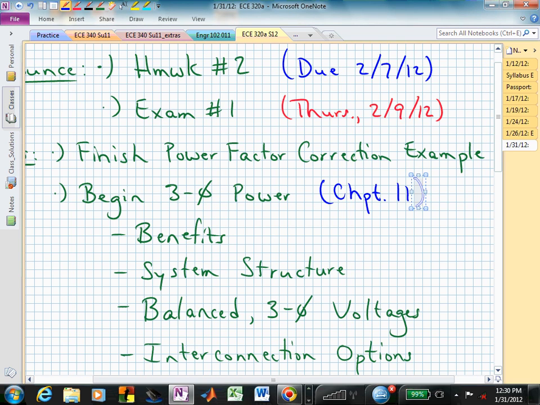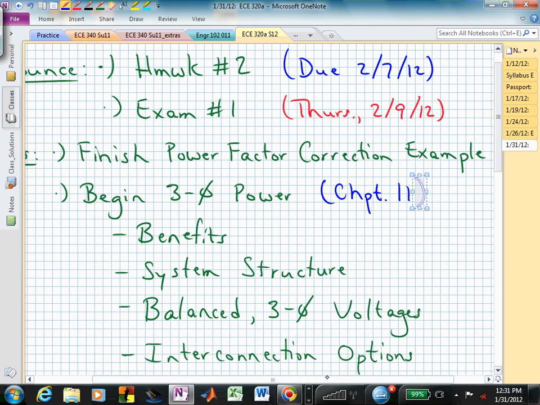Homework 2 is due in a week. I believe that's correct. It should be due on Tuesday of next week. And exam number 1 will occur next Thursday, on the 9th of February. That will cover material in chapters 10 and 11.